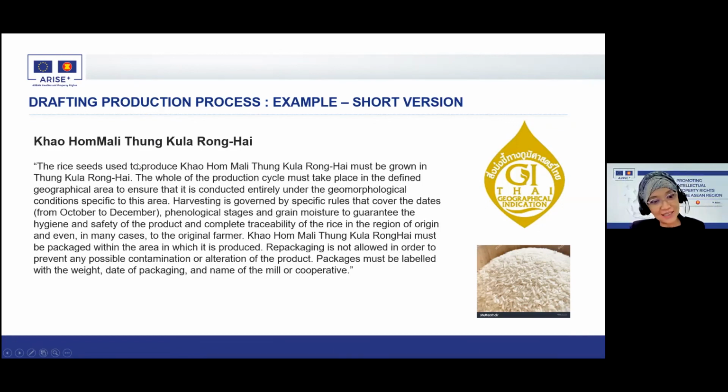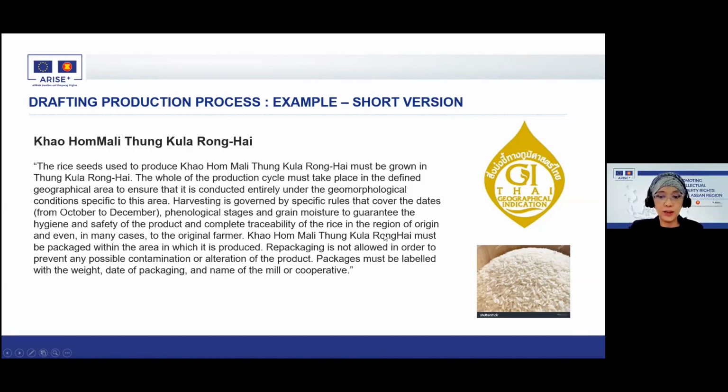Okay, the rice seeds used to produce Cow Homali Tungkula Ronghai must be grown in Tungkula Ronghai. The whole of the production cycle must take place in the defined geographical area to ensure that it is conducted entirely under the geomorphological conditions specific to this area. Harvesting is governed by specific rules that cover the dates from October to December. Phenological stages and grain moisture guarantee the hygiene and safety of the product and complete traceability of the rice in the region of origin, and even in many cases to the original farmers.